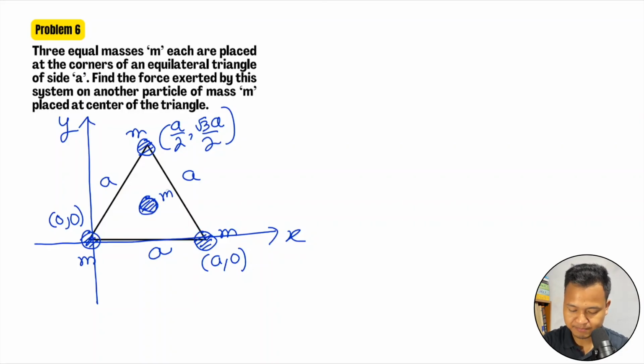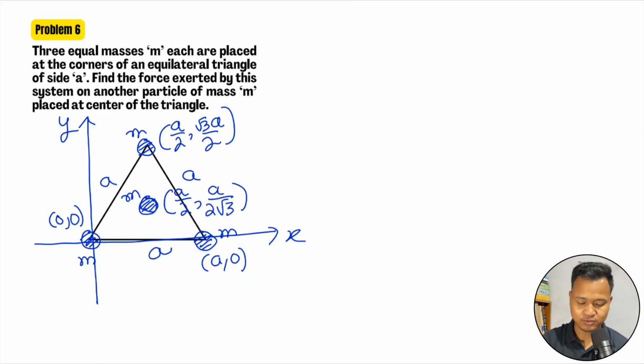So the same mass M is placed here. Now the position of the center: along x it is a by 2, and along y, remember this, it is a by 2 root 3, the distance from the centroid to the midpoint of the side. So therefore you have a by 2, a by 2 root 3.